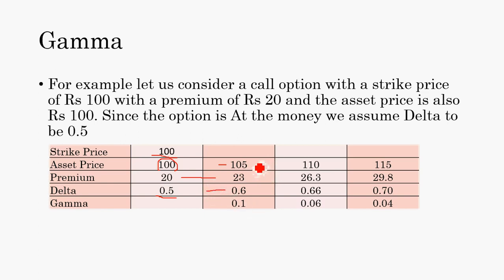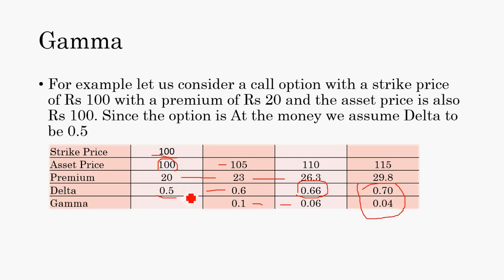Okay, now let's say that the asset price is now changing from 105 to 110. Again, there is a 5 rupee increase in the asset price, but the premium is increasing by 3.3. Now, if you calculate delta for this, the delta value is 0.66. Alright, now from delta 0.5 to 0.6, the change in delta was 0.1. From delta 0.6 to 0.66, the change in delta was 0.06. And similarly, if you consider the next stage, the change in delta is 0.04.